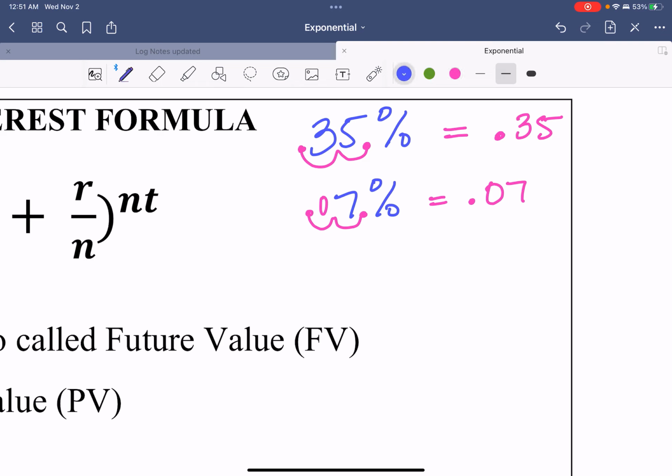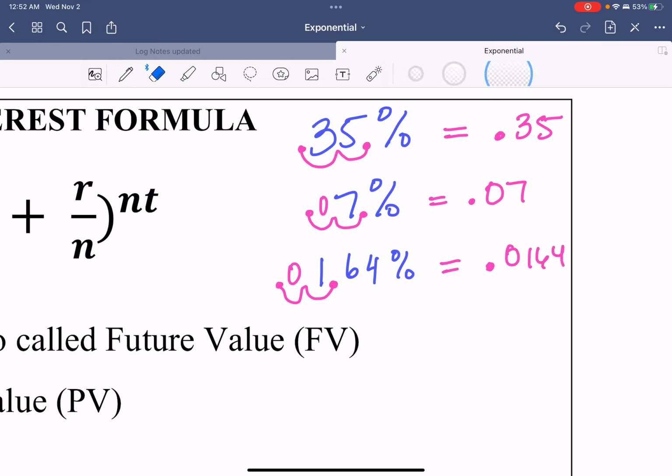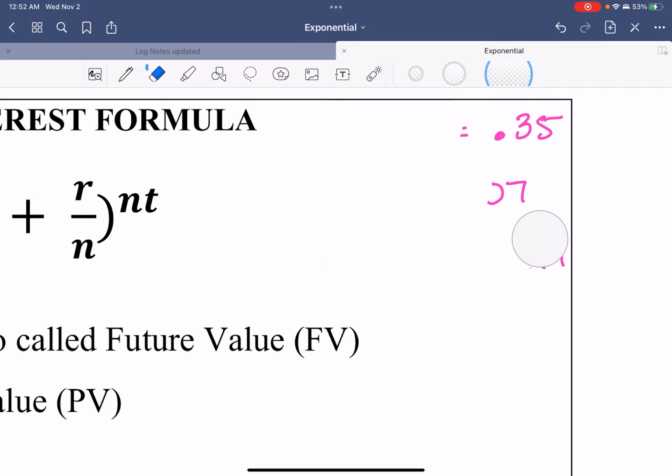Now, what if they gave you something like 1.64%? You're not going to put the decimal in the back over here. Rather, you're going to start where the decimal already is, and you're going to move 2 places to the left. So 1.64 will be 0.0164. So I always have to move it 2 places to the left.